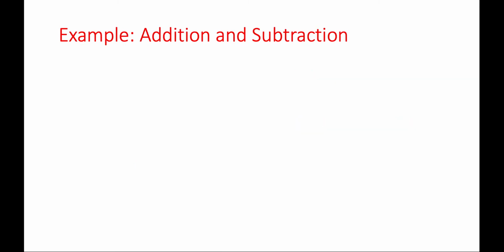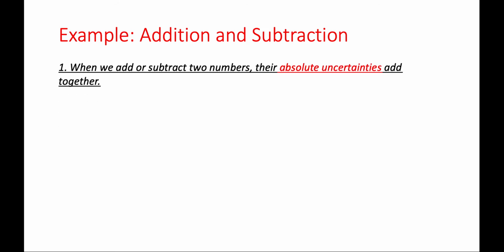First up, adding and subtraction. Now, I'm just going to repeat our rule there, number 1. When we add or subtract two numbers, we add together their absolute uncertainties to find the absolute uncertainty in the final value. Let's take two numbers, and these are going to be the numbers we use for all 4 examples here, just to show how we work with our uncertainties. A, 3.2 plus minus 0.3, and B, 2.5 plus minus 0.5 centimeters.